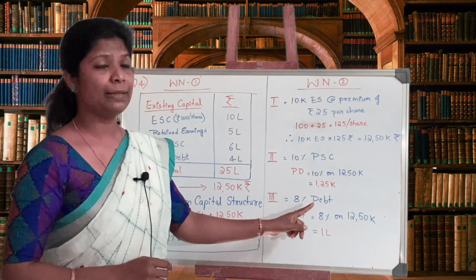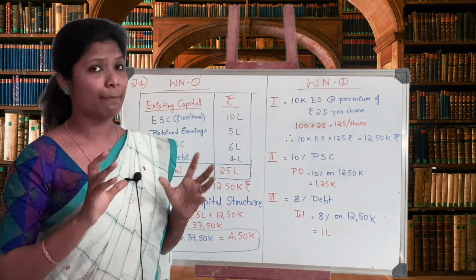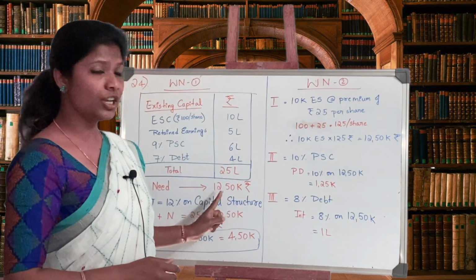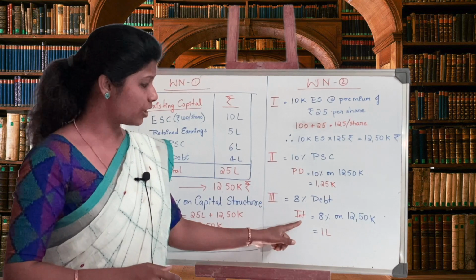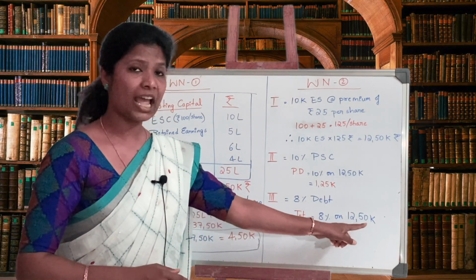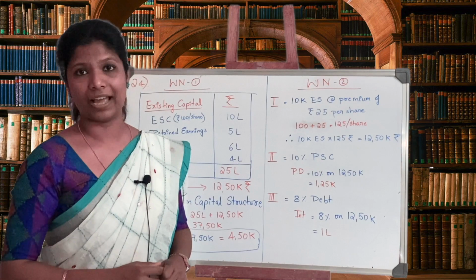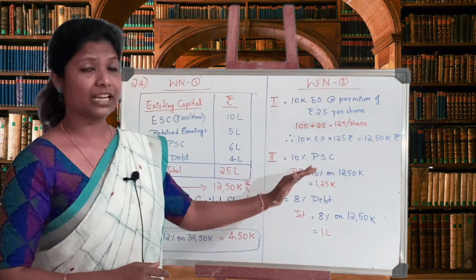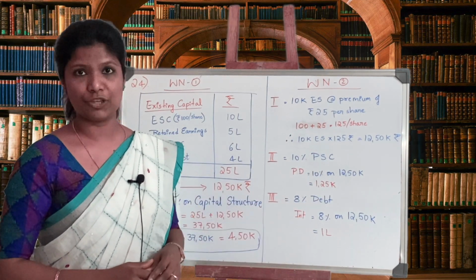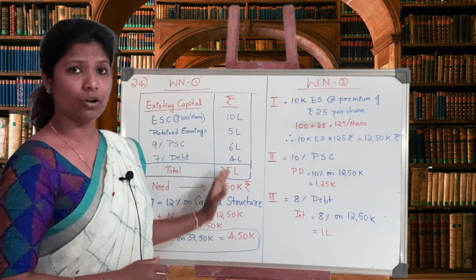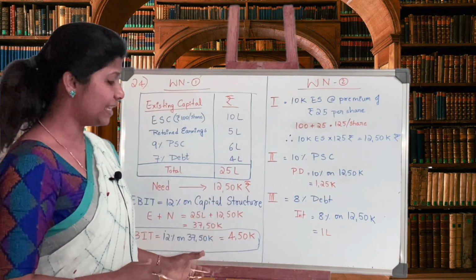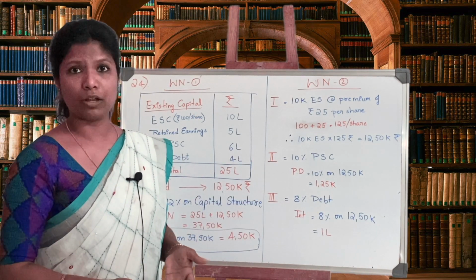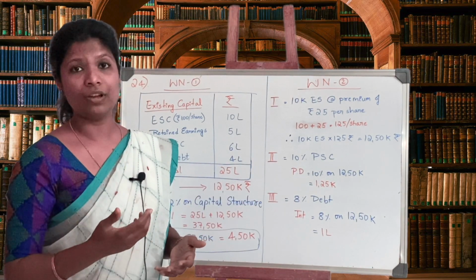Under plan 3, it is 8% debentures. Similarly, the capital of debenture is not mentioned, but the needed capital we will consider is 12 lakh 50,000. So the interest calculation is 8% on 12 lakh 50,000, which comes to rupees 1 lakh. So the first plan is equity, the second plan is preference, and the third plan is debenture. So this is working note number 1, calculation of EBIT. Working note number 2, calculation of plans. Next we are going to find out the calculation of the payments or expenditures.